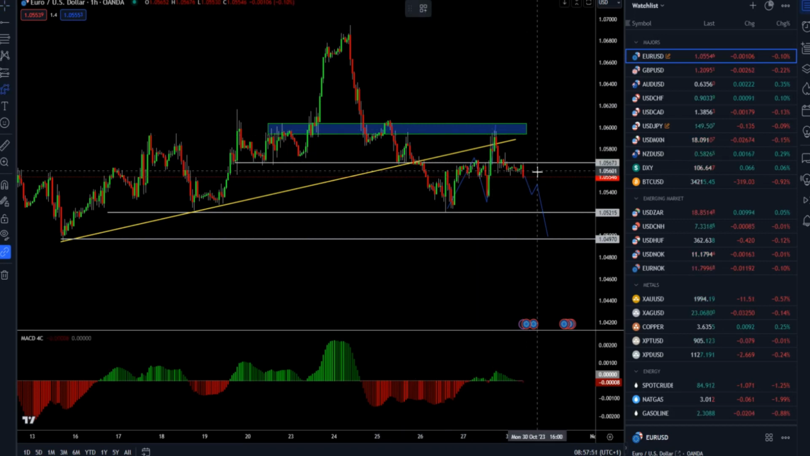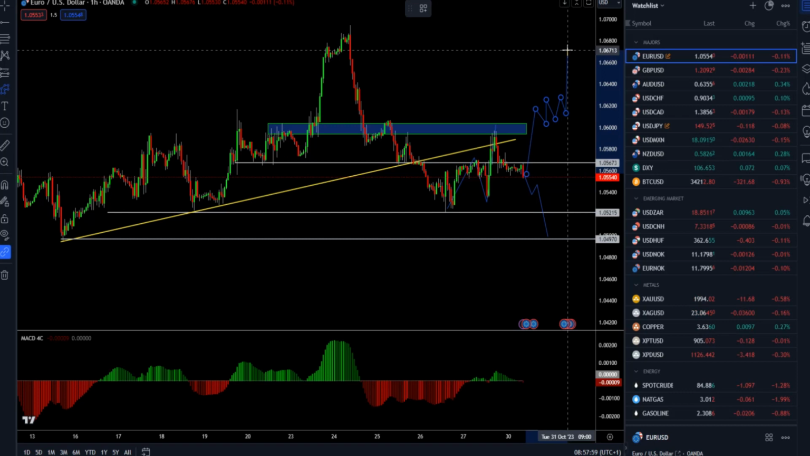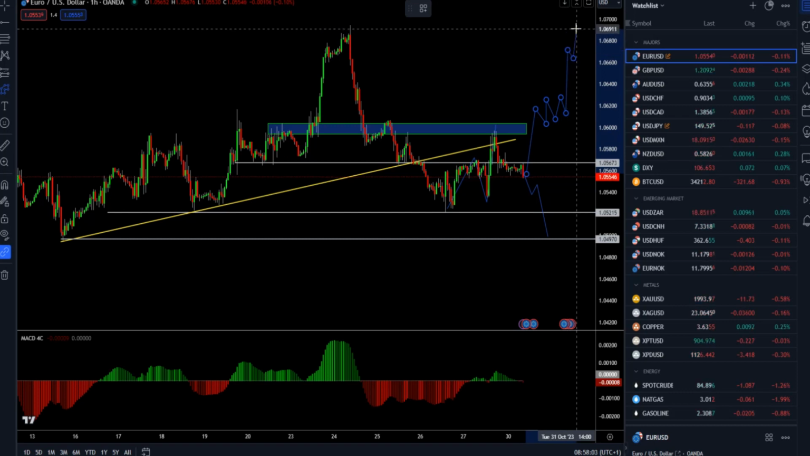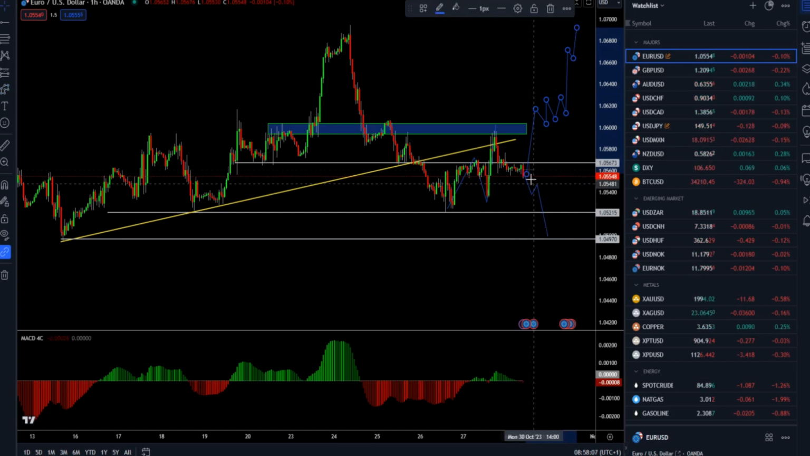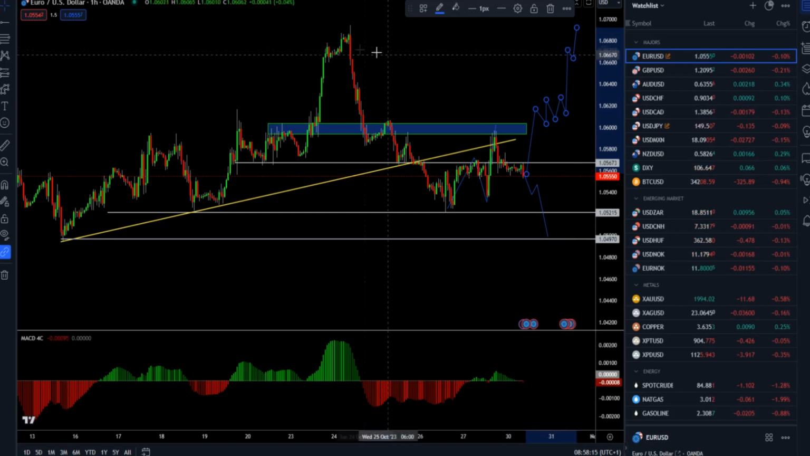Now the alternative scenario will be if the market can break 1.0605, 610 and then hold above. That will be a good sign, a potential retest to 1.0670 or 1.0690 mark. So primary scenario is to the downside, and the alternative scenario, if we can clear this strong resistance zone and hold above, is this rally towards this high.